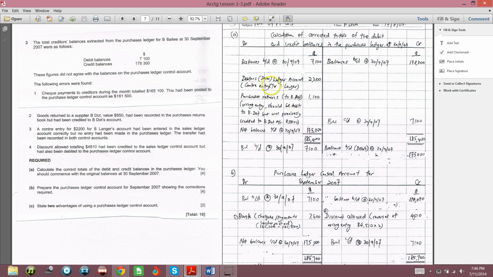So, okay, purchases, so this one is the contra. So the other account will be the debtors ledger, or sales ledger account. Okay, contra entry with S. Langer 2,002, so put on the debit side.